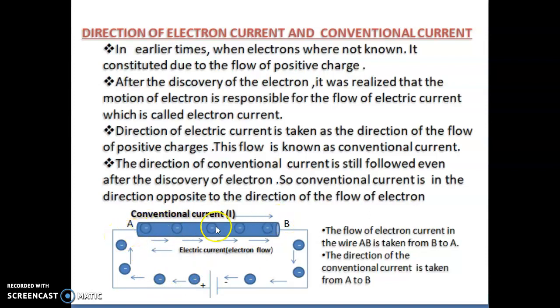So here in this diagram you can see that the conventional current will move from A to B, so it will go like this. Then the direction of electron current is B to A, so it will move like this. So here you can see the flow of electron current in the wire AB is taken from B to A. The direction of a conventional current is taken from A to B.